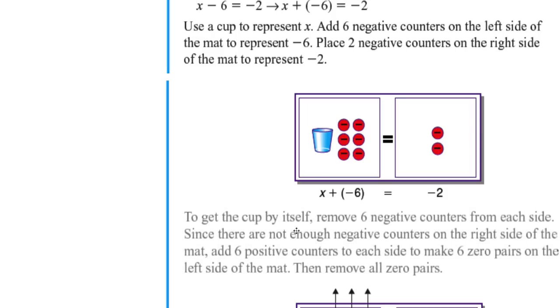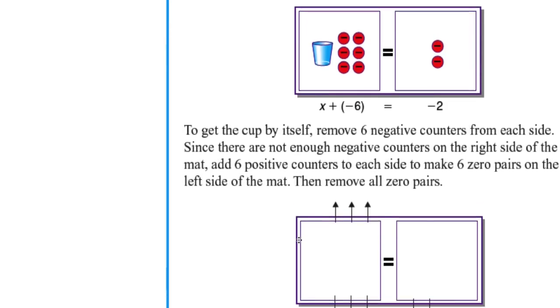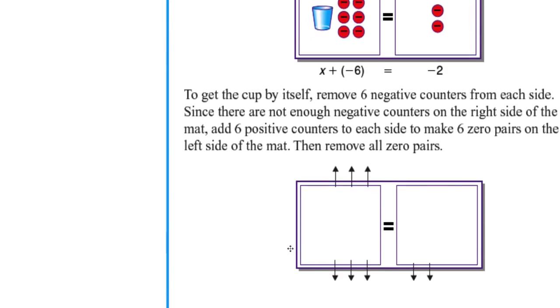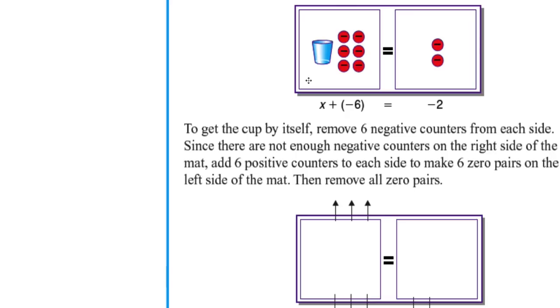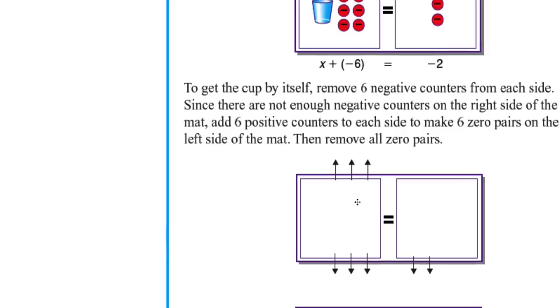And to get the cup by itself, we want to remove 6 negative counters from each side. But if you notice, we can remove 6 negative counters here, but we cannot remove 6 negative counters here because it's not enough. So since there are not enough negative counters on the right side of the mat, add 6 positive counters to each side. So we want to add 6 positive counters here, so we'll have 6 zero pairs. Then remove all our zero pairs.